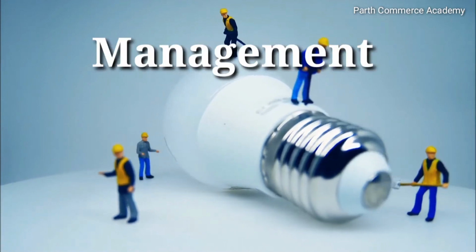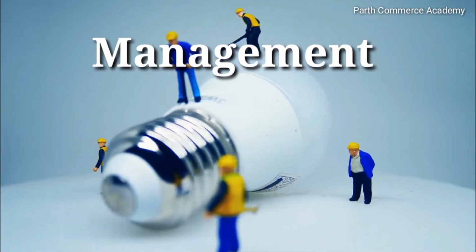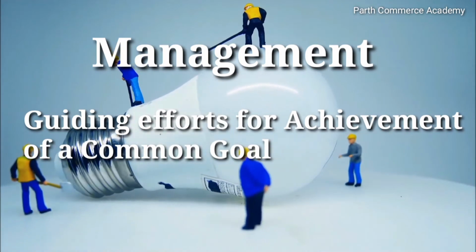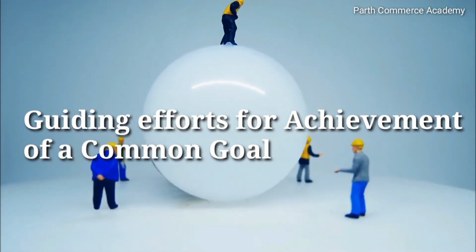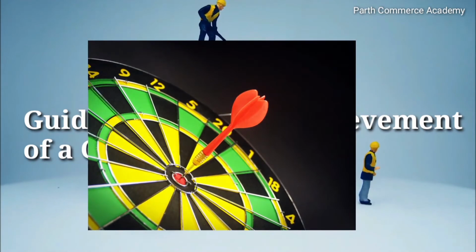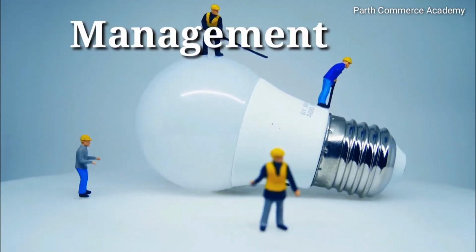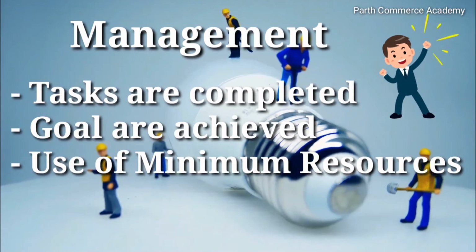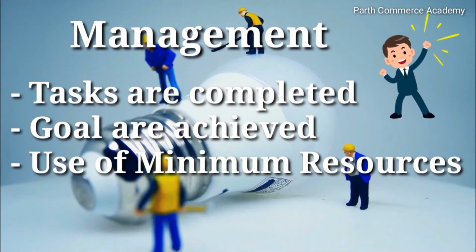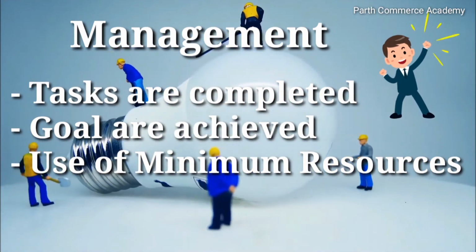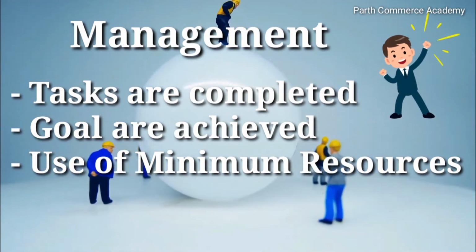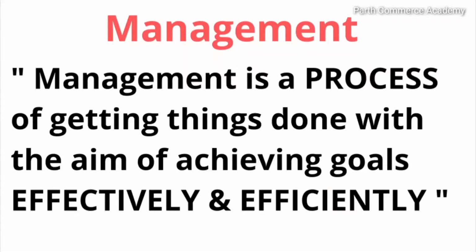So here management plays an important role of guiding their efforts towards achieving a common objective, that is the goal of the organization. So here we can see management is looking after that tasks are completed and goals are achieved, with the use of minimum resources. Now we can define management. Management is a process of getting things done with the aim of achieving goals effectively and efficiently.